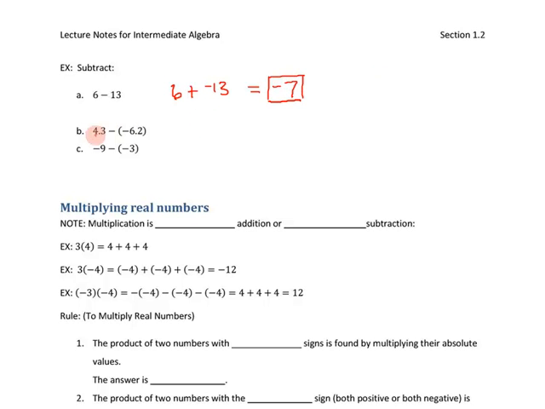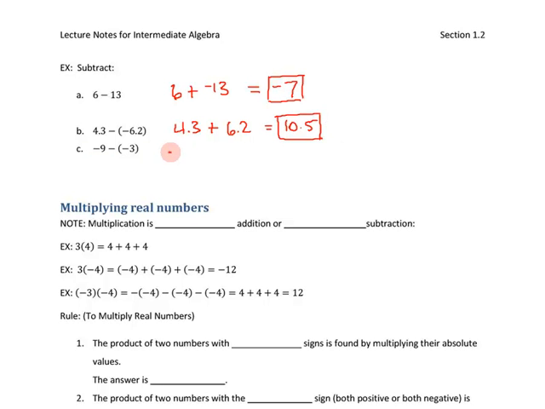Okay. 4.3 minus negative 6.2. So 4.3 plus, and what's the additive inverse of negative 6.2? What's the opposite sign? Well, it's 6.2. Or you can think of this as a negative times a negative, right? Two negatives turn into a positive. But basically what's happening here is you're adding the additive inverse of 6.2. So 4.3 plus 6.2 becomes 10.5. They're both positive, so the answer is positive.